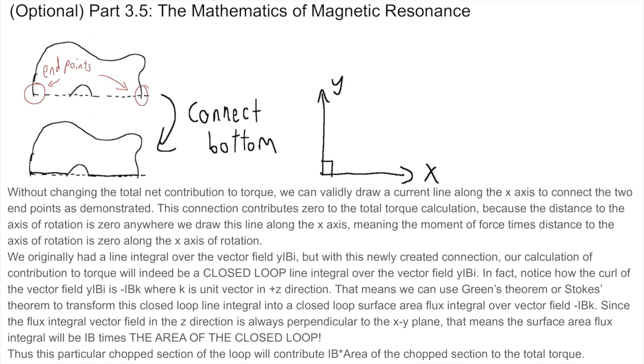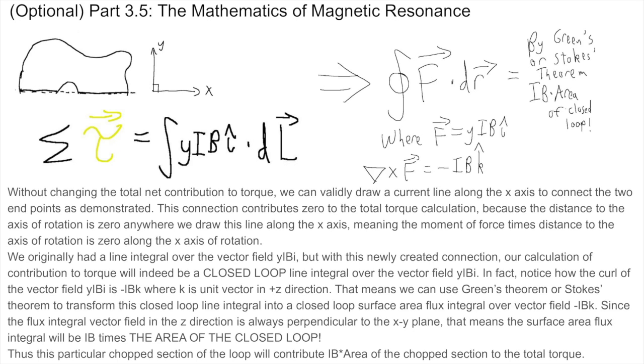Without changing the total net contribution to torque, we can validly draw a current line along the x-axis to connect the two endpoints as demonstrated. This connection contributes 0 to the total torque calculation because the distance to the axis of rotation is 0 anywhere we draw this line along the x-axis, meaning the moment of force times distance to the axis of rotation is 0 along the x-axis of rotation. We originally had a line integral over the vector field YIBi, but with this newly created connection, our calculation of contribution to torque will indeed be a closed-loop line integral over the vector field YIBi.